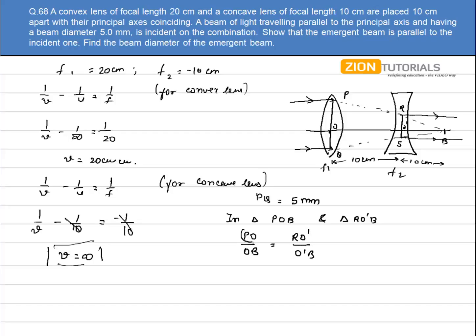Now the value of PO is known to me, that is 5 by 2, because it is half of the diameter, that is the radius, and the value of OB is given to me as 20. The value of RO', that is what I have to calculate, and O'B is given as 10. So on solving this, I get the value of RO' as 2.5 by 2. So the total length, that is the diameter of the emergent beam, is given as 2 times RO', that is equal to RS, and that is equal to 2.5 by 2 into 2 is equal to 2.5 mm.